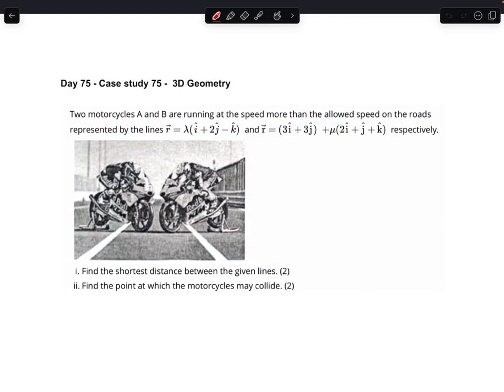The question goes like this. Two motorcycles A and B are running at a speed more than the allowed speed on the roads, represented by the lines r vector is equal to lambda times (i plus 2j minus k), and r vector is equal to 3i plus 3j plus nu times (2i plus j plus k), respectively. Question 1. Find the shortest distance between the given lines.